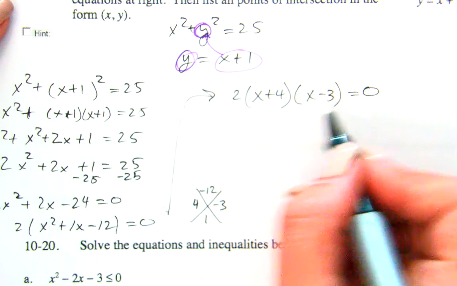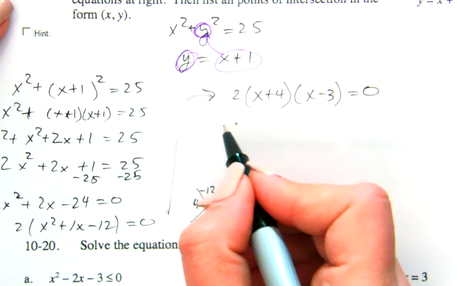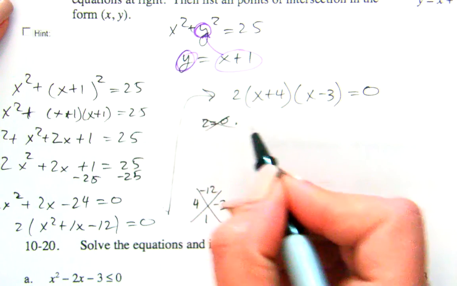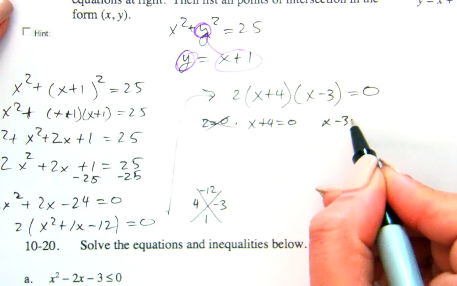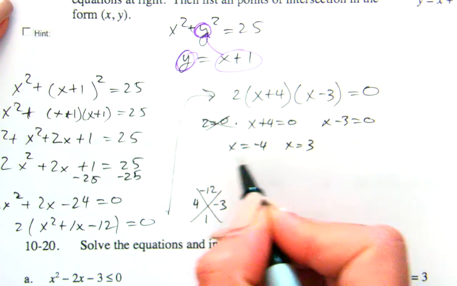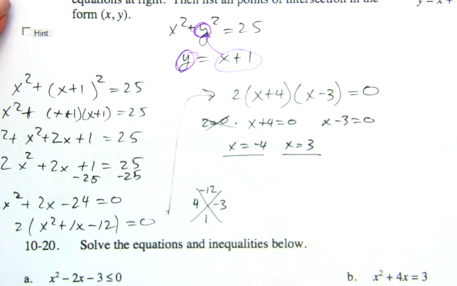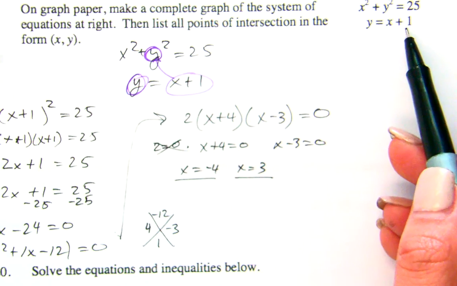Let's see, what do we have? So 2 equals 0 doesn't work out, right? Because 2 equals 0 doesn't do anything for us. But x plus 4 equals 0, and x minus 3 equals 0. So you have x equals negative 4, and x equals positive 3. Those are my two x values for where the circle and the line intersect each other.